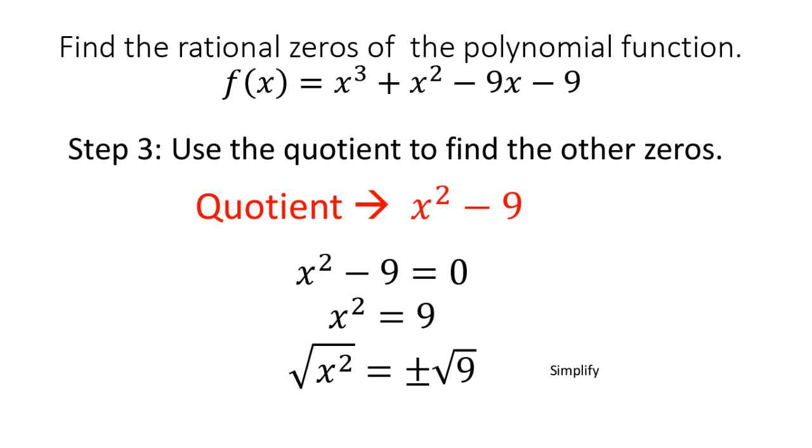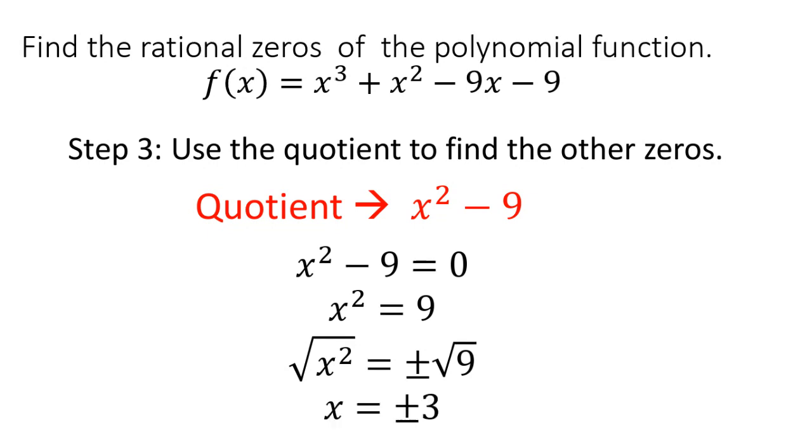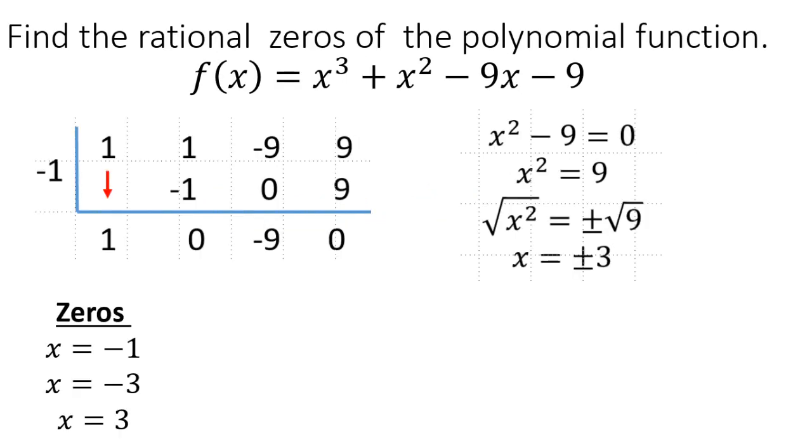When I do that, the square root will cancel with the square, and we get positive or negative square root of 9. So these cancel, giving me just x, and the square root of 9 is positive or -3. And we have found all our zeros. We have x is equal to -1, x is equal to -3, x is equal to 3. Again, we used several things to solve for our zeros in this polynomial.